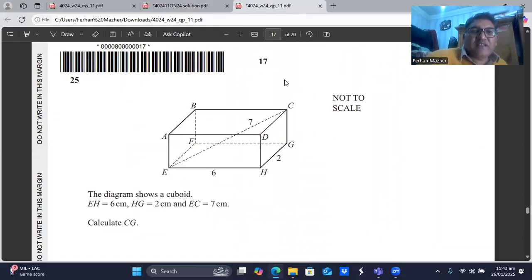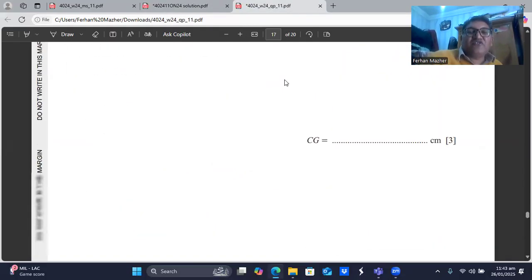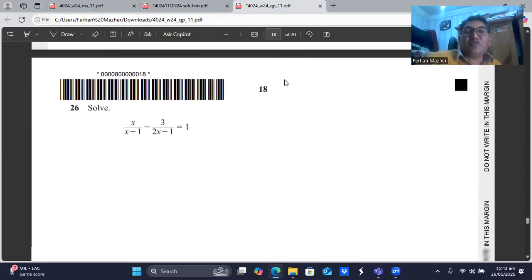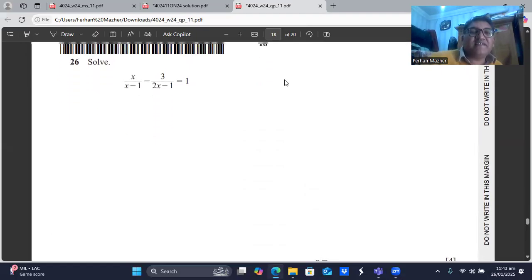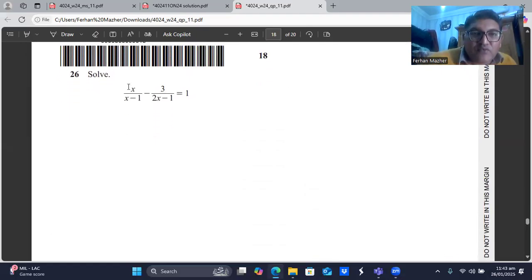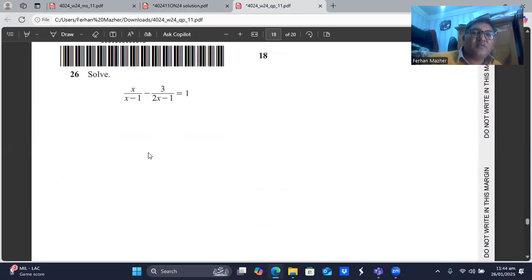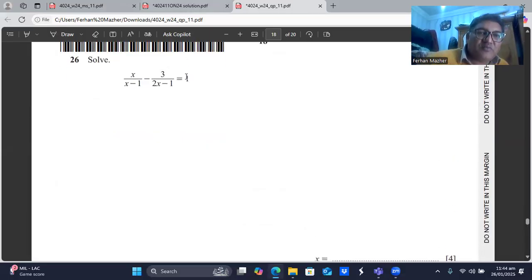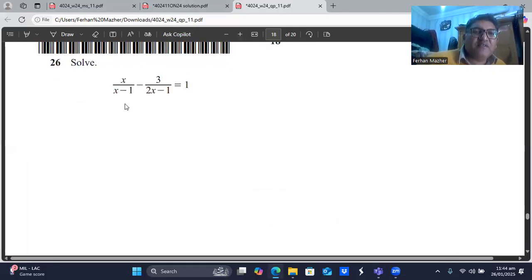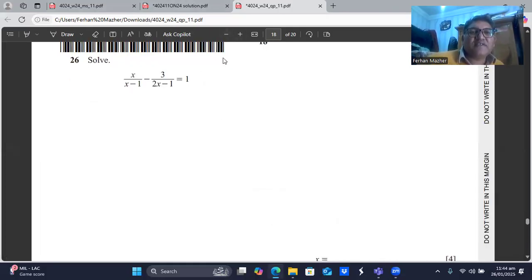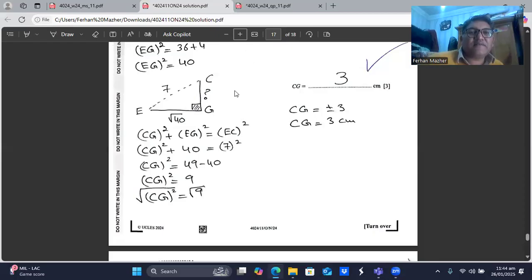Okay, so let's go to the next question. The next question on your screen coming up is question number 26, and it says solve. So very simple. We have two fractions here and equals to 1. So I will take the LCM, and this question is of 4 marks. So both of them will come in the LCM. So let's do this.